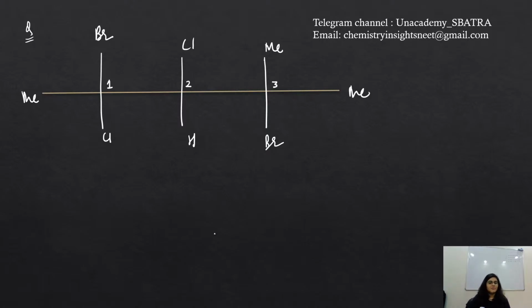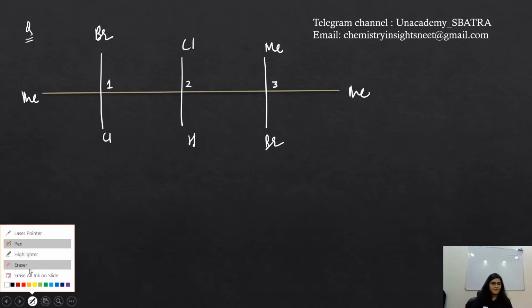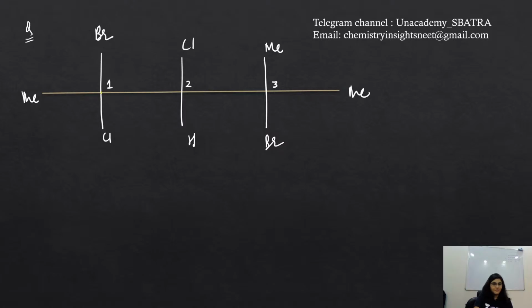Alright, so now let's solve this question. First of all, let's do the nomenclature for this first carbon. This is a methyl group, this is a chloride group, this is bromide and this is carbon. Then definitely your first priority will be bromine, followed by chlorine. Then this is your third carbon, and this is now your fourth carbon.